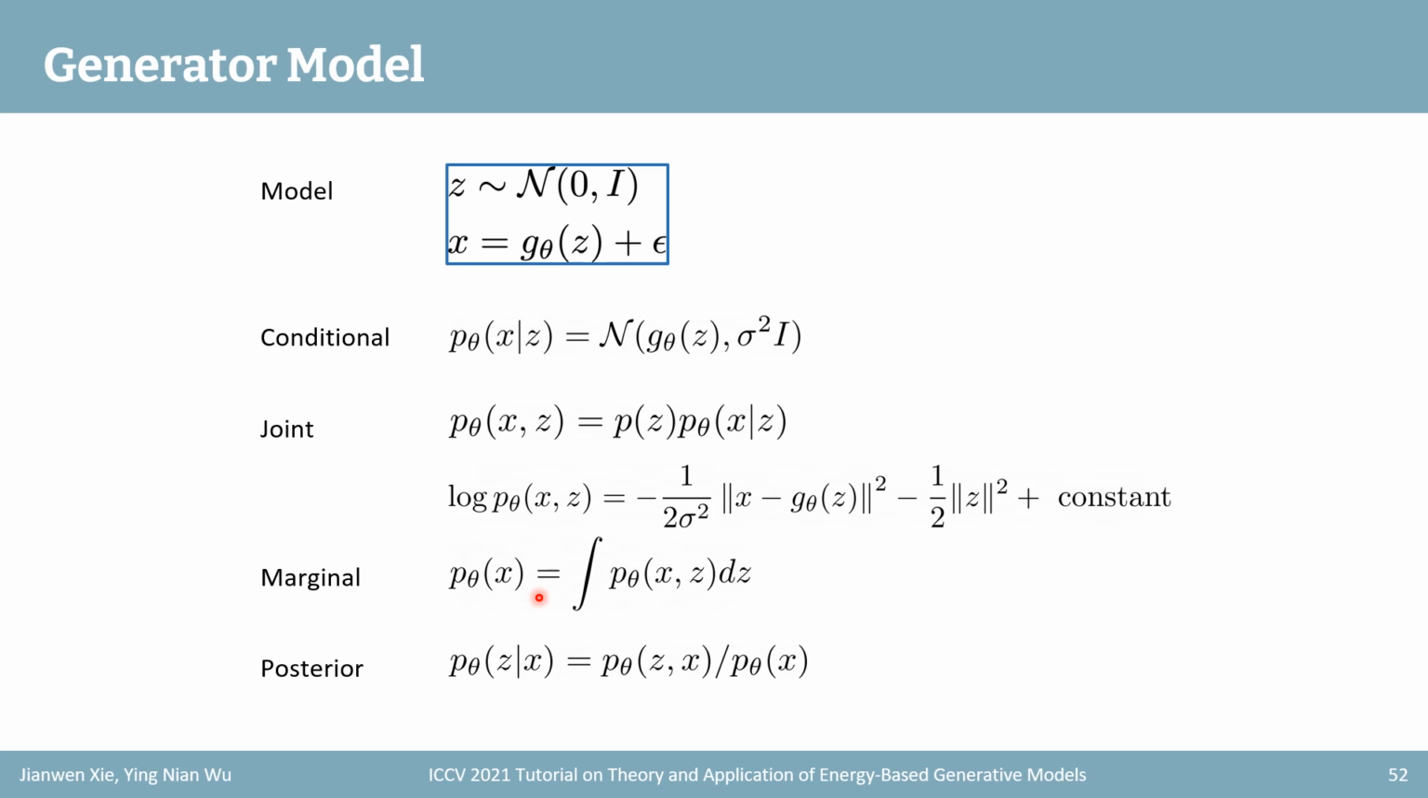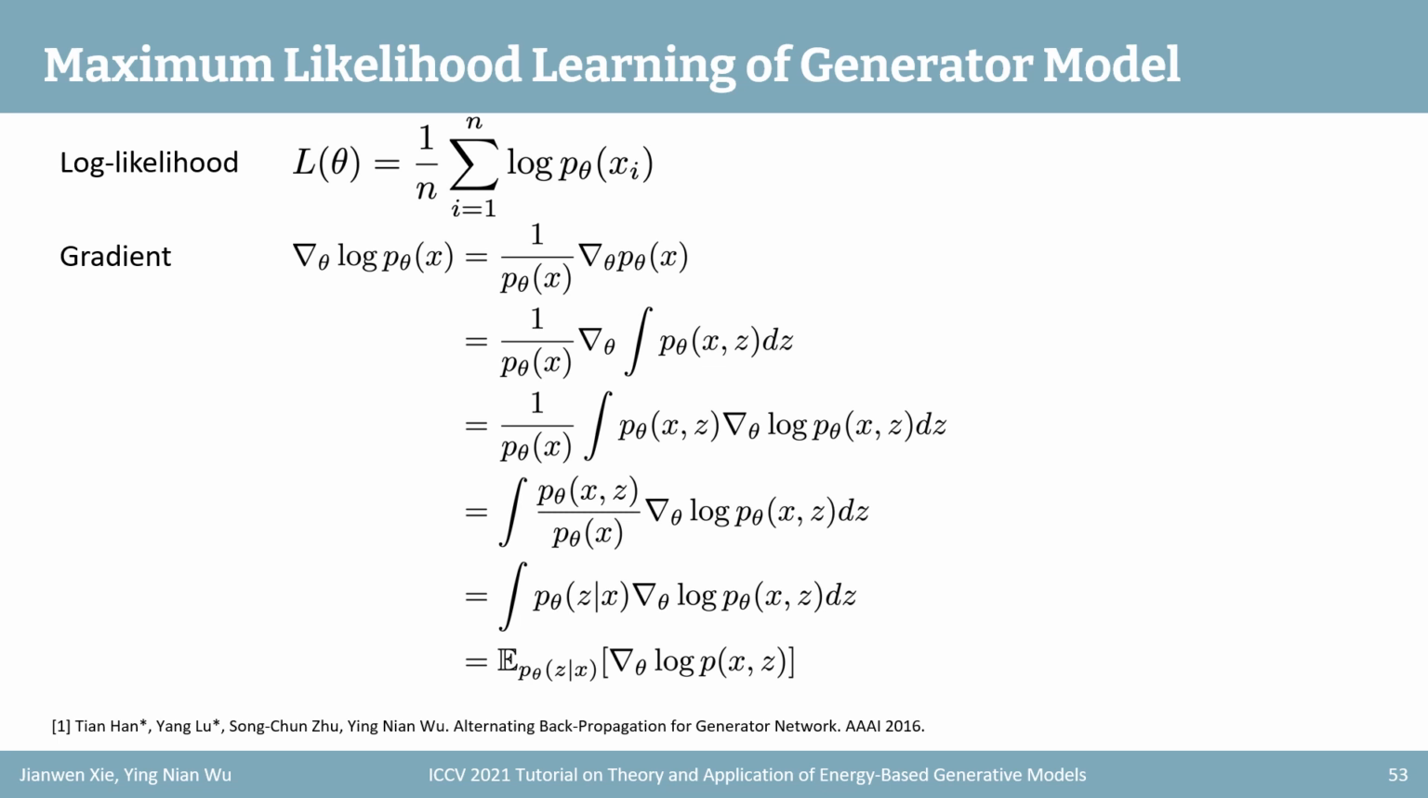So this is very much unlike the energy-based model, where we have an explicit unnormalized density function. But here, the marginal density actually involves this intractable integral. Then given x, we can infer z based on the posterior distribution, which is the joint divided by the marginal, and which is also intractable because the marginal distribution is intractable. Okay, now let us go over some technical details for maximum likelihood learning for the generative model.